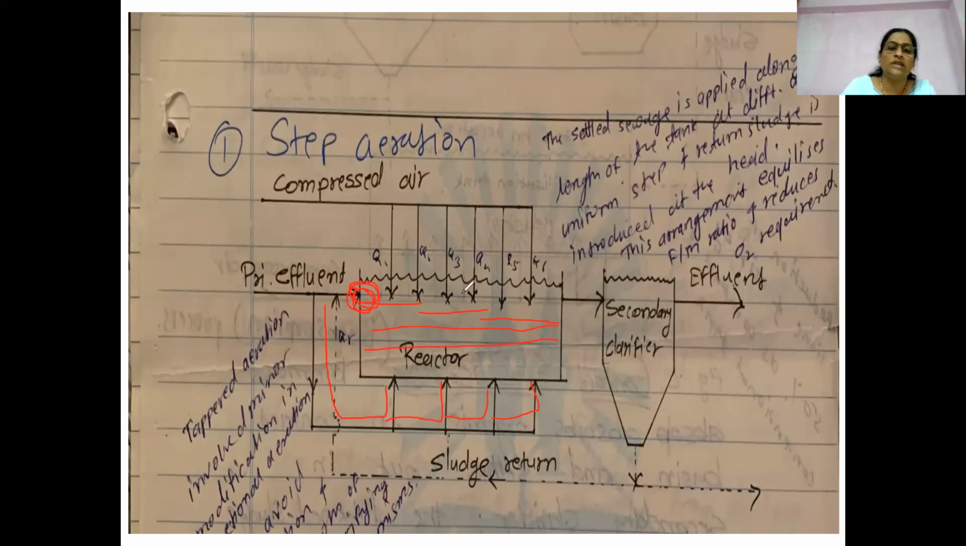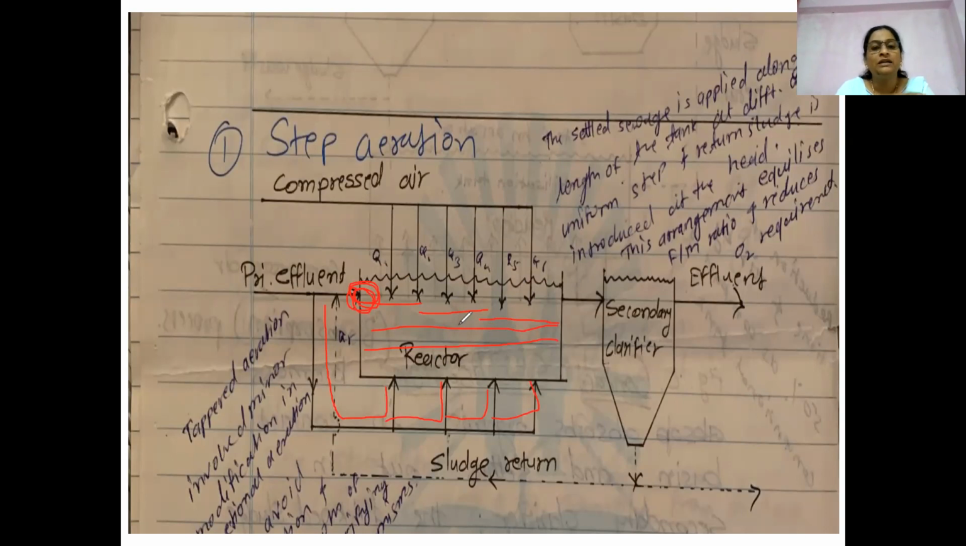To save that, we can modify this activated sludge process into the step aeration activated sludge process. In a step-by-step form, we add the incoming sewage. At the same time, whatever compressed or atmospheric air we add into the aerator is also added step by step. Because of that, demand and supply will match for these microorganisms, and hence the rate of decomposition will increase.